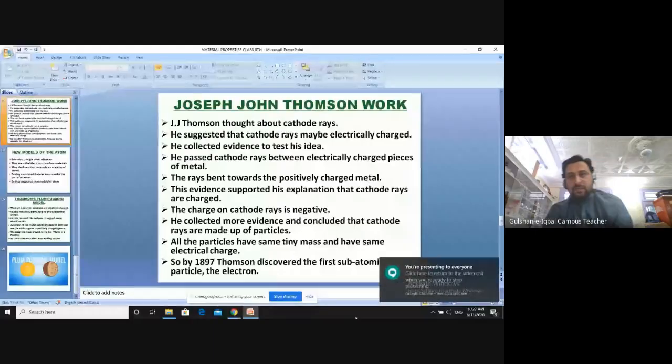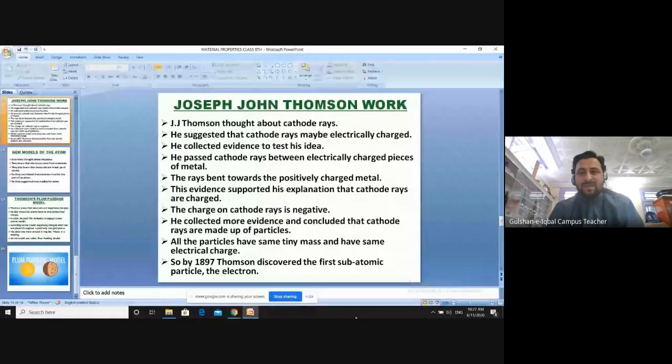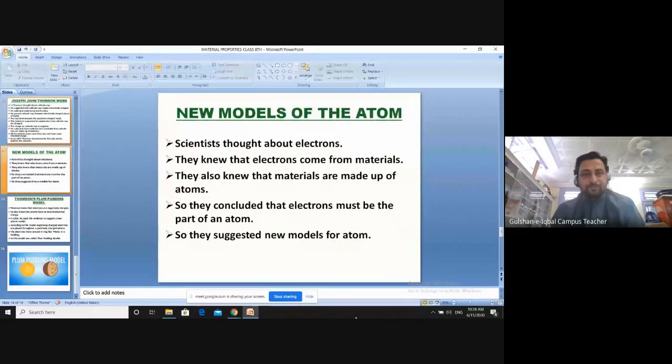That's now I'm presenting again. The next topic now. Okay, so this was Joseph John Thomson's work. Joseph John Thomson, or J.J. Thomson, was the scientist who discovered the electron, and the discovery of the electron led to a lot of other things as well. Let's see what happened further.